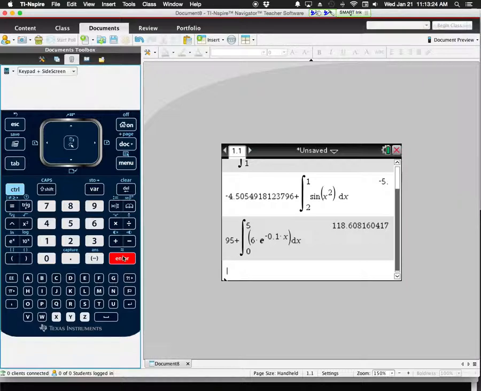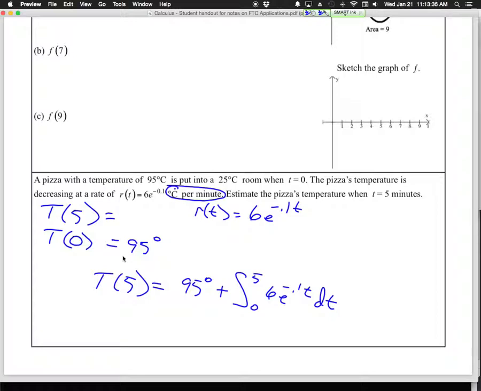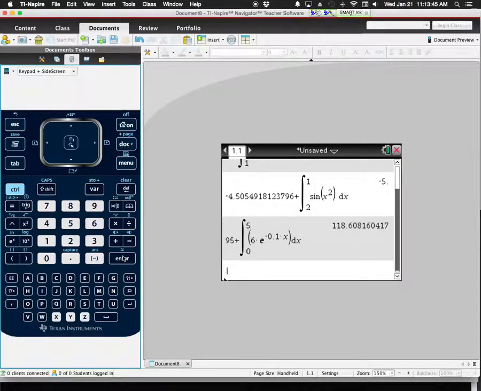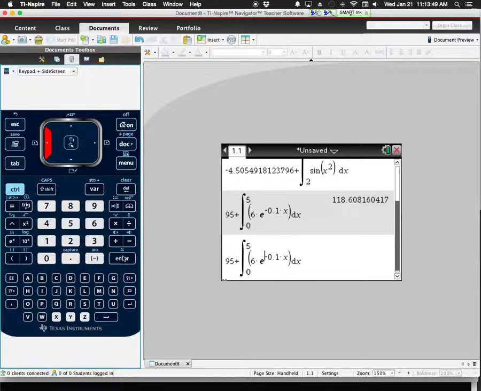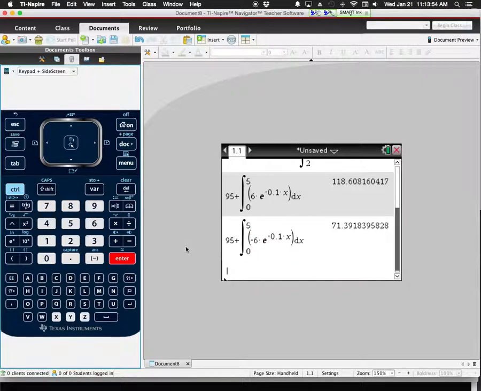118.608 degrees Celsius. No, it got hotter. It's a decreasing rate, so what needs to change? You could change it to 95 minus, or what else could I do? I can put a negative on that 6. That way my rate is decreasing. So either way, same thing. That's why I said or. So I can go in here and change this to a negative in front of that and press enter. Then we get an answer that we like. So 71.391.